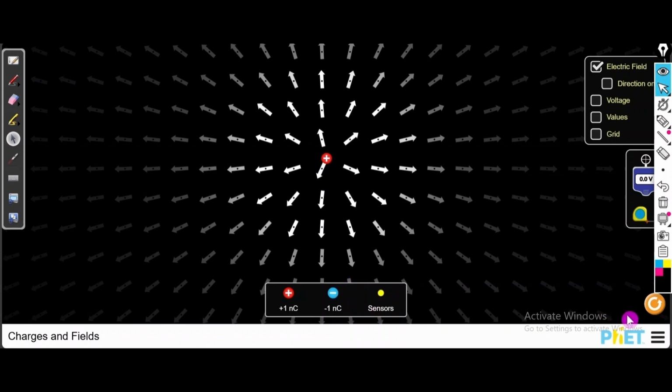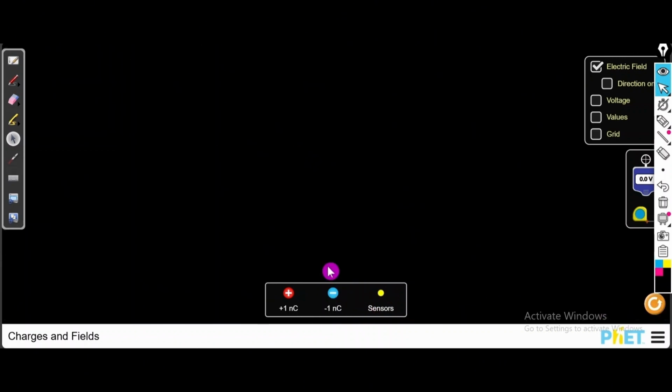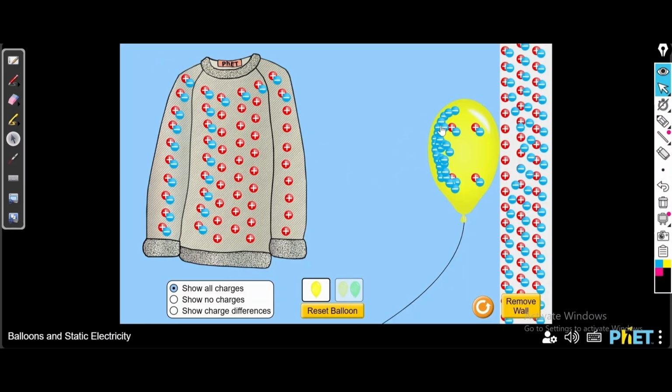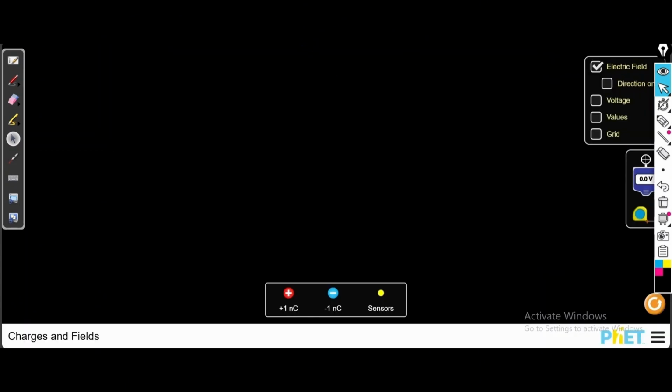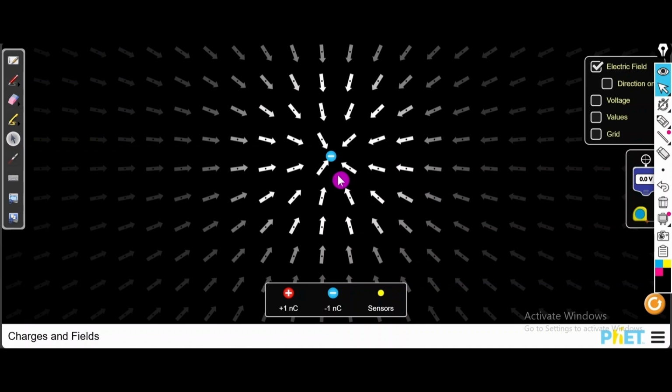Similarly, if we bring the negative charge, which is created on the balloon, to this simulation, to this lab, the same lines appear around this negative charge. In this case, the lines are directed towards this negative charge. We will discuss this later. So this was some basic intuition of the positive and negative charges.